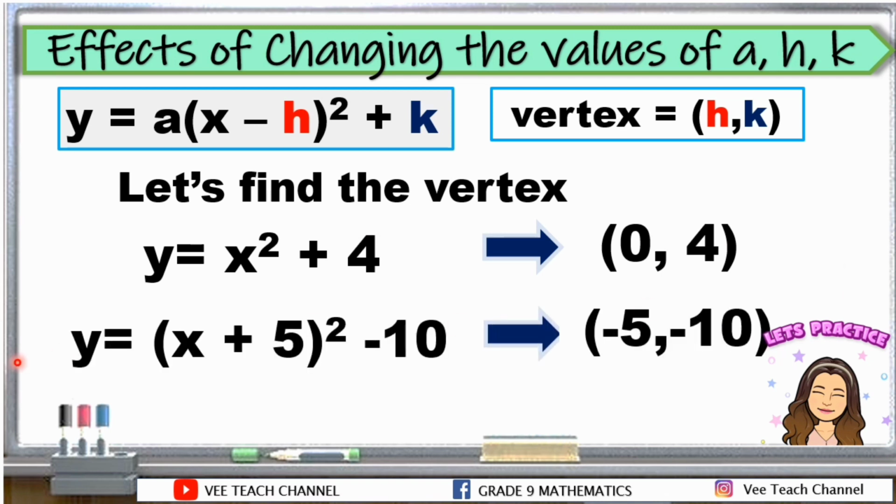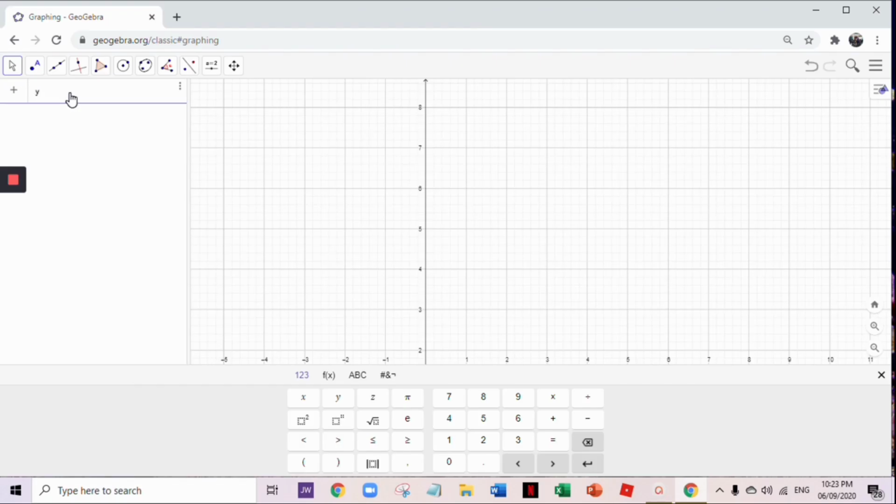And for this one, y is equal to the quantity x plus 5 squared minus 10. Ang vertex natin ay negative 5 and negative 10. Again, kung plus ang nakalagay dito, ang h dyan ay negative 5. Then yung k natin is yung negative 10. Ayan, so marunong na kayo mag-identify ng vertex using our equation. Ganun lang kadali.